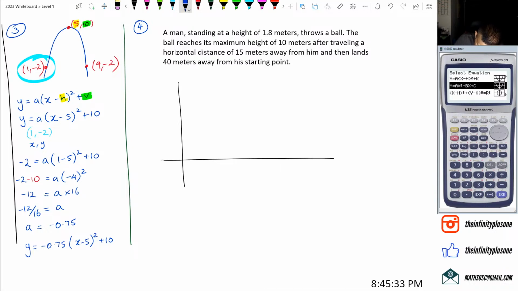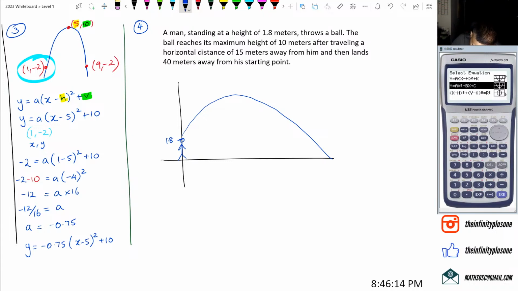All right, so here is, well, geez, that is a bit too tall. So there's the guy, and he's at 1.8 meters. Now let's say he throws the ball at 1.8 meters higher, right? So he's going to let go of the ball at 1.8 meters. Now it says the ball reaches its maximum height of 10 meters after traveling a horizontal distance. That means he's throwing the ball and something like this is happening. Generally that's what happens, right? You throw a ball, you get a parabola shape.